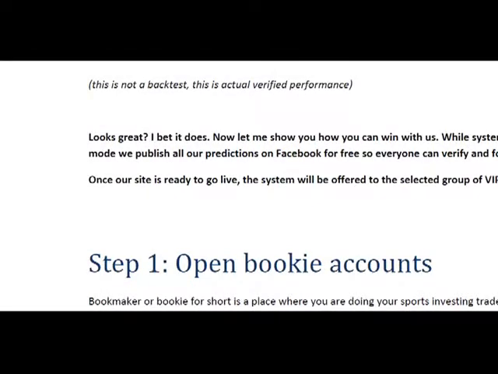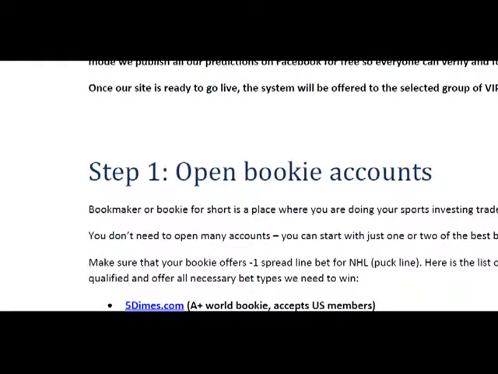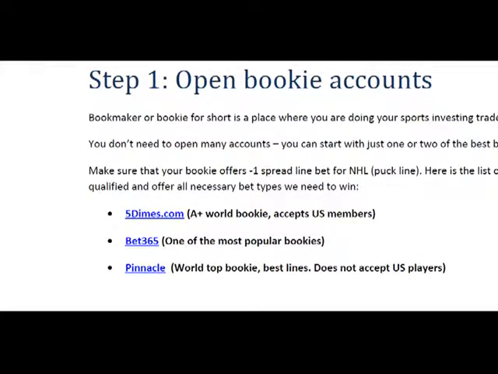But before you can start betting, you need to first open a bookie account. I suggest that you open an account with one of these three top world bookies. 5Dimes is an A+ world bookie, and it accepts US members. So does Bet365 and even Pinnacle Sports. They are all trusted and they are good with payouts, and nobody has had problems with them as far as I know.